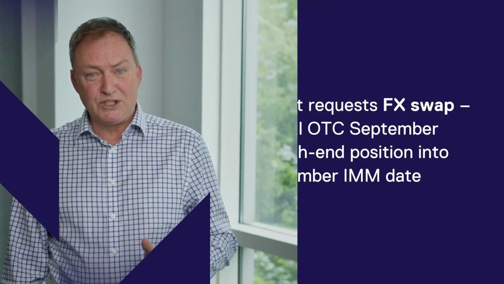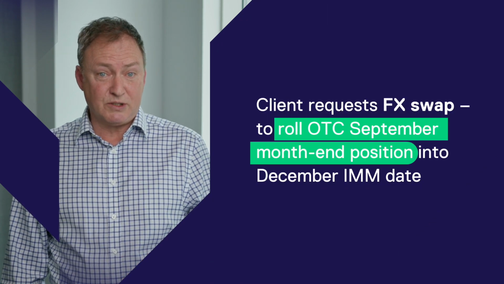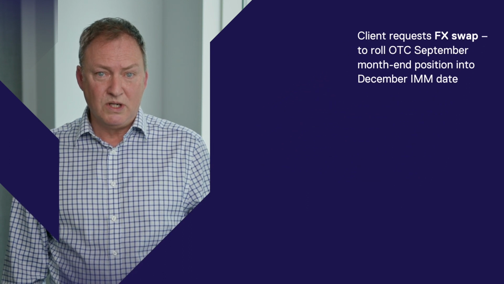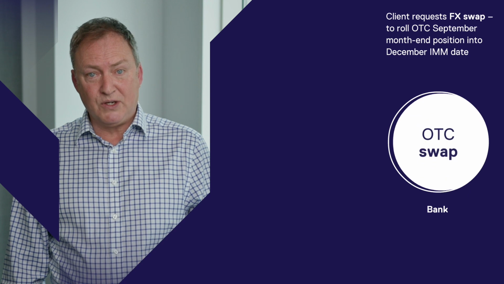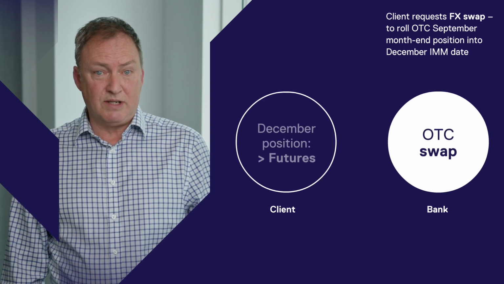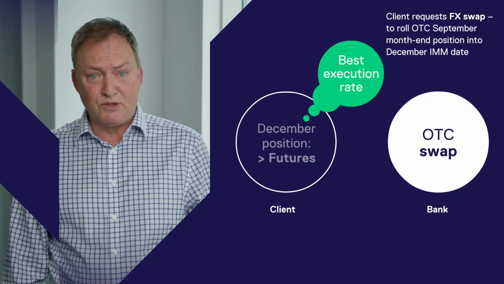Let me give you another example of how this is used. So the client wishing to roll their month-end September OTC FX position to December, who still wants to use the deep FX swap liquidity pool, will request their swap with their bank basket and indicate they want the December position to be futures, just because they believe this will achieve their best execution rate.